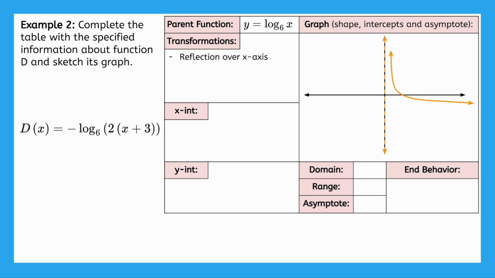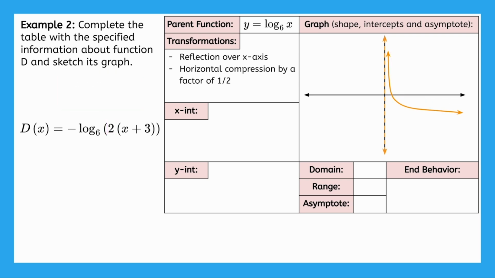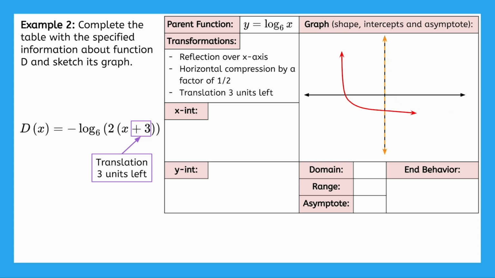The 2 that is multiplying inside will horizontally compress by a factor of 1/2, which means it will divide all the x coordinates by 2. And the 3 adding to the input, although we would usually think of adding as moving to the right, it will actually translate the function 3 units to the left, shifting the vertical asymptote along with it.